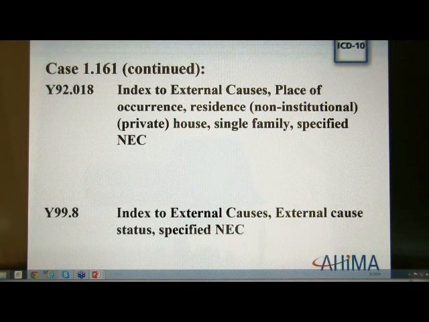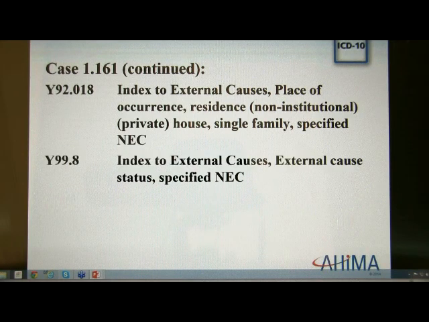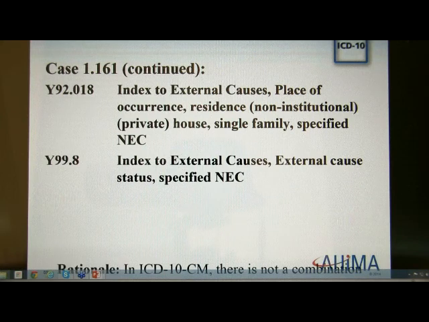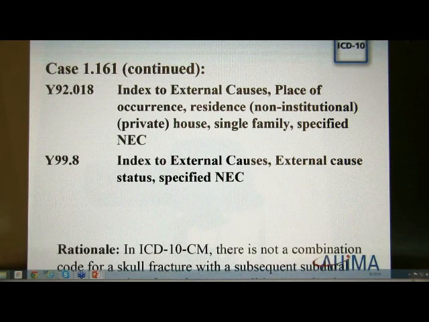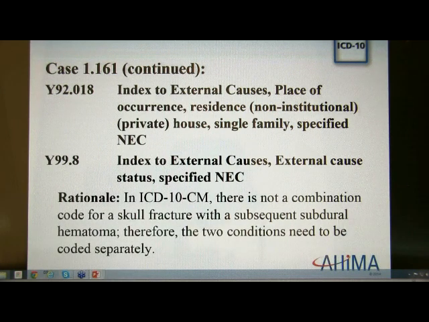And the last code is what that patient was doing. So Y99.8, other external cause status, so she was not working, not acting on behalf of the military. Again, once our payers start putting out more policies on which and when they want these codes, we'll have a little bit better idea if we really need to be coding this external cause status on every patient, or if it's really only for maybe government payers or patients on a workers' comp claim.